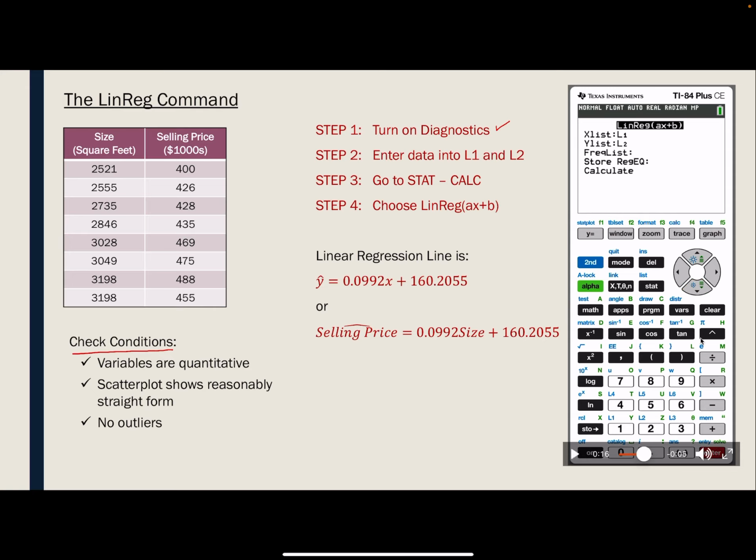So notice again, I need to make sure that the explanatory variable is the X list. So that's why I always make sure that the explanatory variable is in L1 and the response variable is in L2. Then this is already loaded for me and I don't have to change it. I can just go down to calculate.